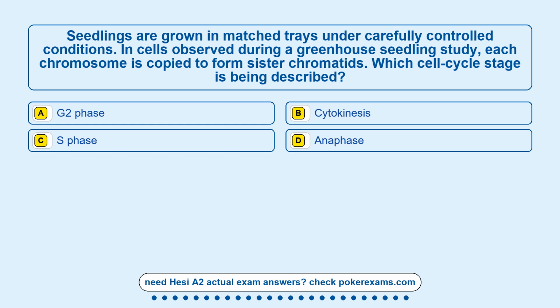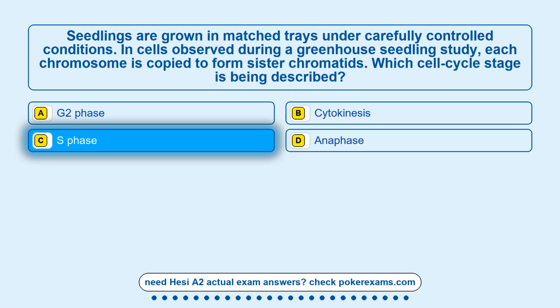Question 1. Seedlings are grown in matched trays under carefully controlled conditions. In cells observed during a greenhouse seedling study, each chromosome is copied to form sister chromatids. Which cell-cycle stage is being described? Option A, G2 phase, Option B, cytokinesis, Option C, S phase, Option D, anaphase. The correct answer is Option C, S phase.